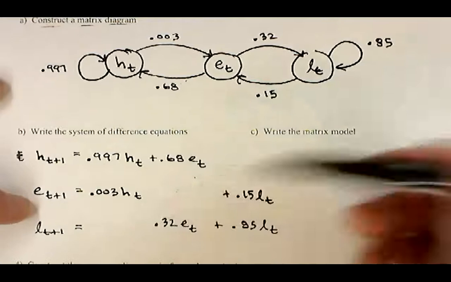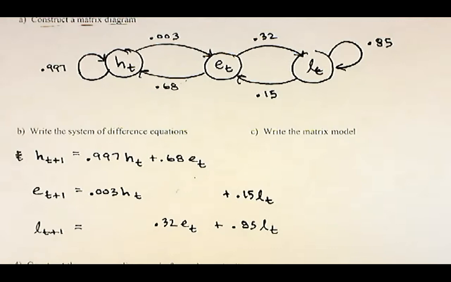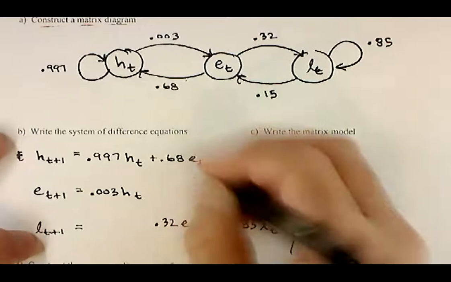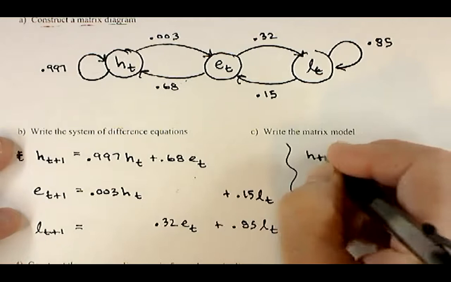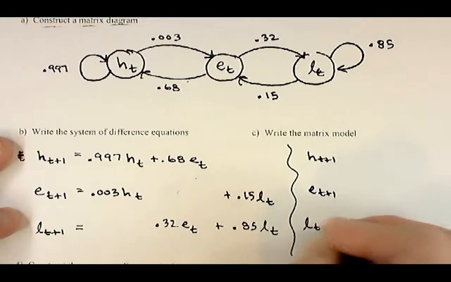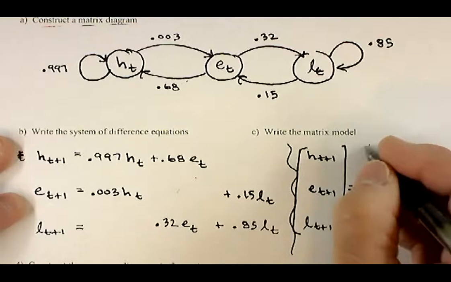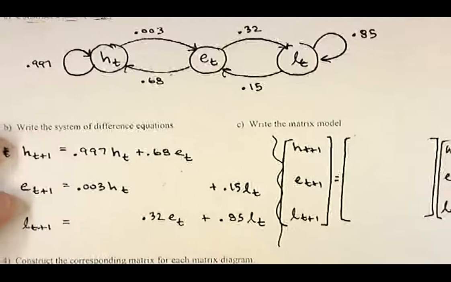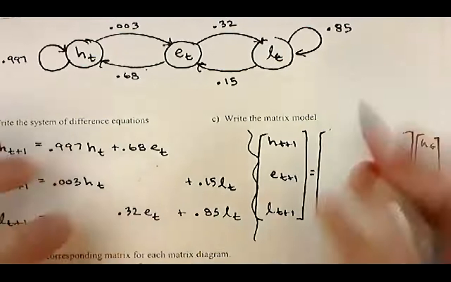Now for a matrix model, they don't actually mean that yet. I showed you how to multiply matrices, but we're not actually doing that yet. In other words, if I were to turn this into a matrix equation like we just did, if I were to write H sub T plus one, E sub T plus one, L sub T plus one equals a big matrix times H of T, E of T, L of T, I have to kind of cram this in here. I don't have a lot of room. All they really want is this. When they write the matrix model, they just want this matrix right here.